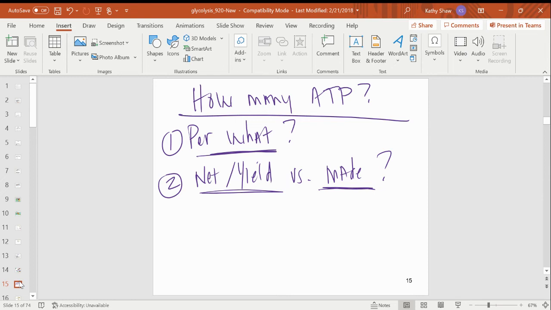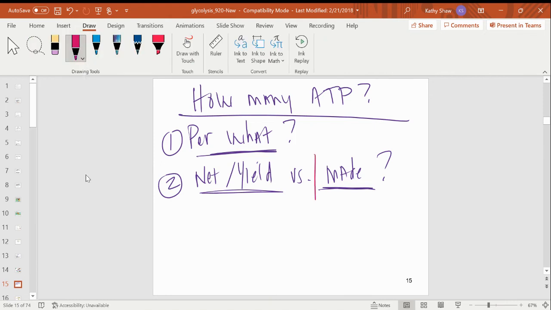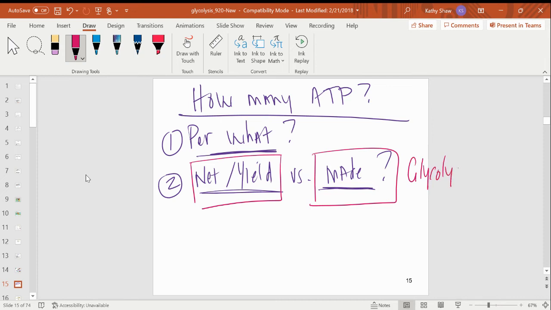Well, do you mean how much money came in, like before I paid any bills, as in gross? That's how many made, or how much money did I make? Or do you mean how much money was left after I paid the bills? Profit. That's my net or my yield. The net or yield versus made tends to be a glycolysis concept.